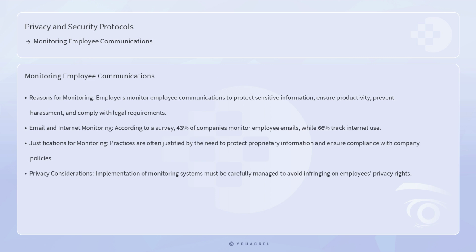Employers monitor employee communications for various reasons, including protecting sensitive information, ensuring productivity, preventing harassment, and complying with legal requirements. According to a survey conducted by the American Management Association, 43% of companies monitor employee emails, while 66% track internet use. These practices are often justified by the need to protect proprietary information and ensure compliance with company policies. However, the implementation of monitoring systems must be carefully managed to avoid infringing on employees' privacy rights.